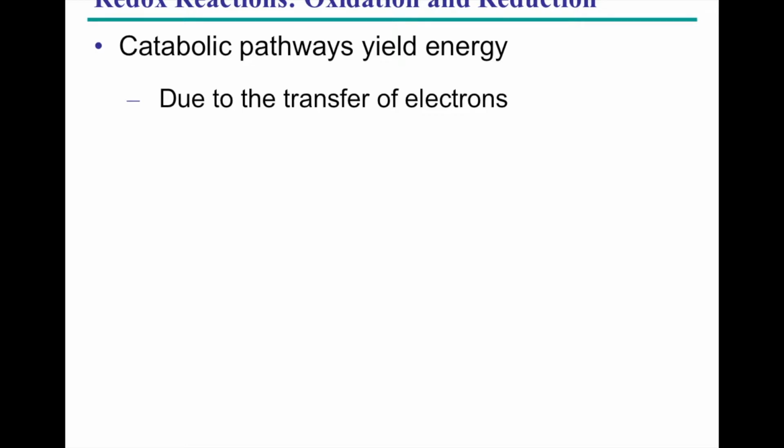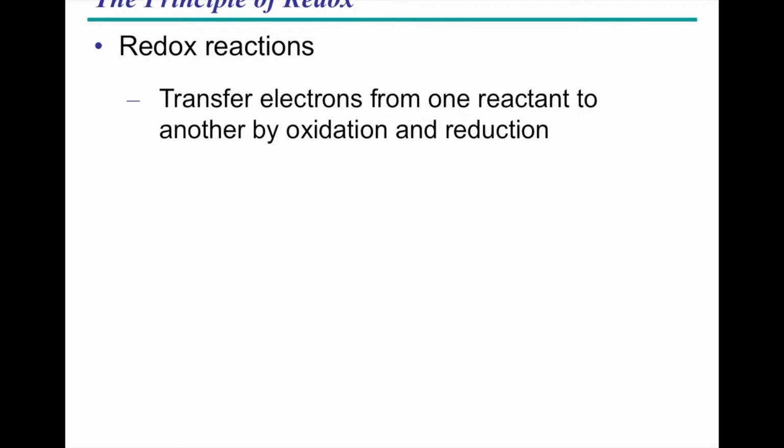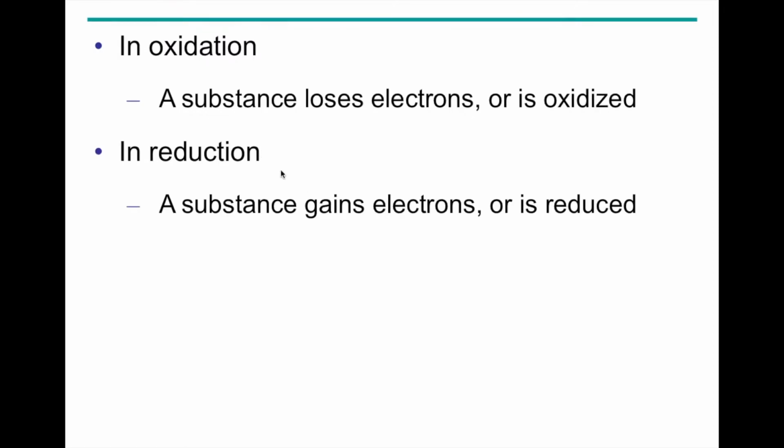So we have redox reactions, and we talked about this a little bit as well. Redox stands for oxidation and reduction. Catabolic pathways yield energy due to the transfer of electrons. Redox reactions transfer electrons from one reactant to another by either oxidation or reduction. So this is what I talked about last time. In oxidation, a substance loses electrons or is oxidized. So L-E-O, LEO. In reduction, a substance gains electrons or is reduced. That says GER, G-E-R. So please note those things.